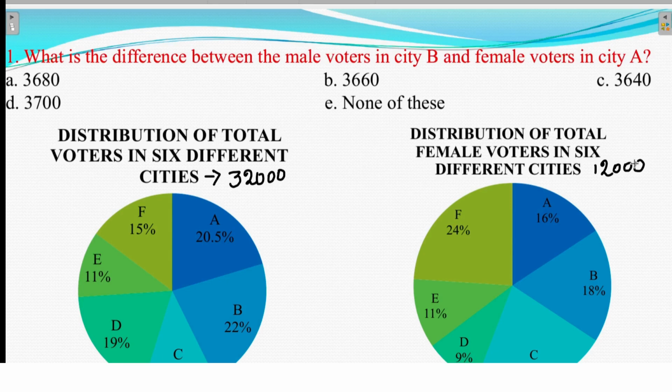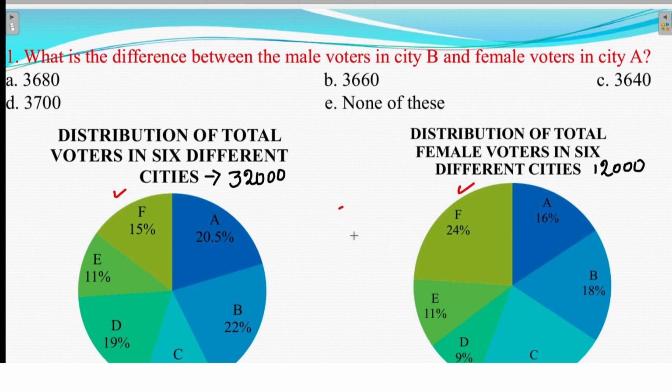Instead of doing the very basic method, we'll solve from the exam point of view. Whenever you get a double pie chart, remember the first diagram and second diagram are both linked together, because in the first diagram we have male and female, and the same female we have in the second diagram, which means both are linked. Then we can solve using this method. How to solve? I will explain.